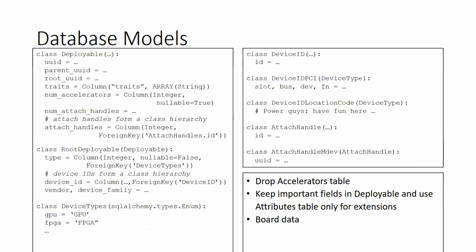Maybe the same concept is already present here. When you say accelerators table, it's one per device, right? But you already have one. The root deployables essentially give the same information, isn't it? Yep.